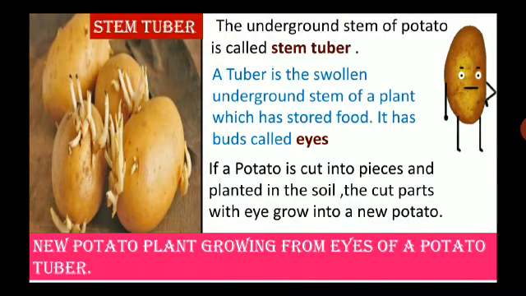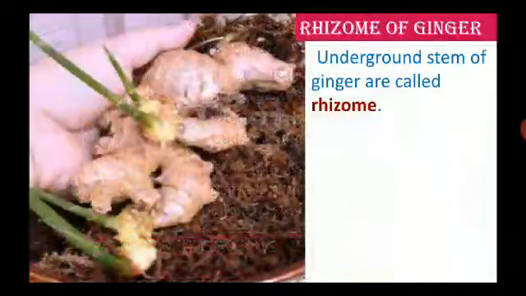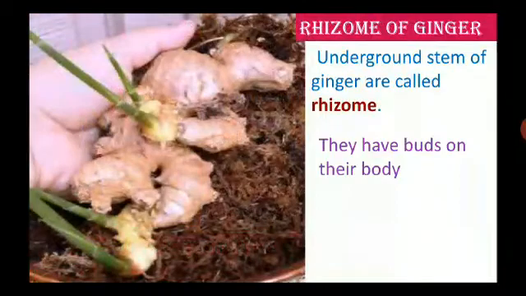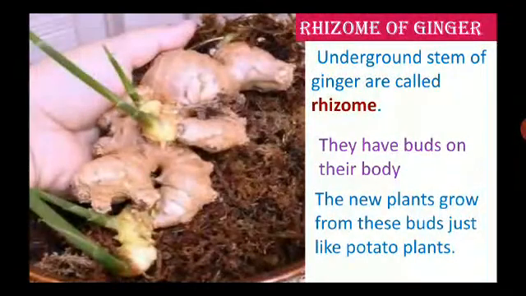Children, the underground stem of potato is called stem tuber. A tuber is the swollen underground stem of a plant which has stored food. It has buds called eyes. If a potato is cut into pieces and planted in the soil, the cut parts with eyes grow into a new potato. Rhizome of ginger: the underground stem of ginger is called rhizome. They have buds on their body. The new plants grow from these buds just like potato.